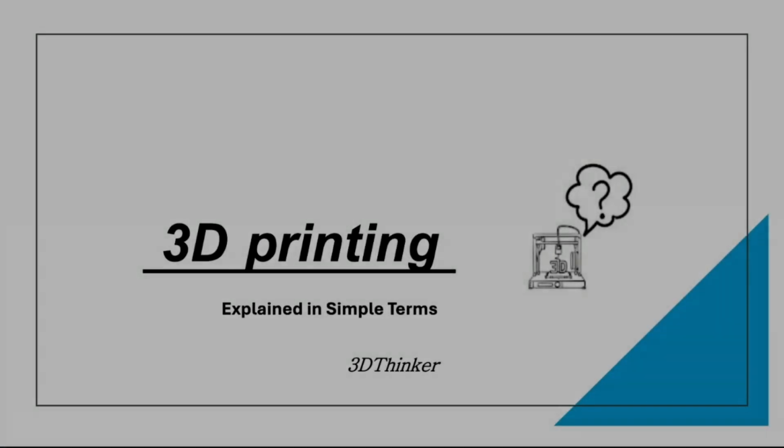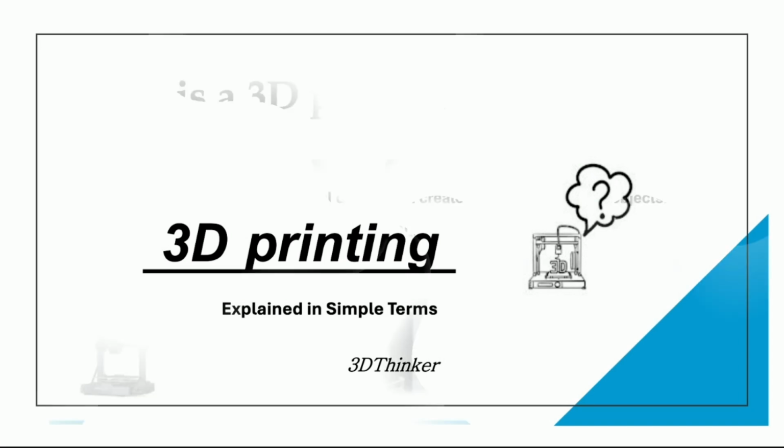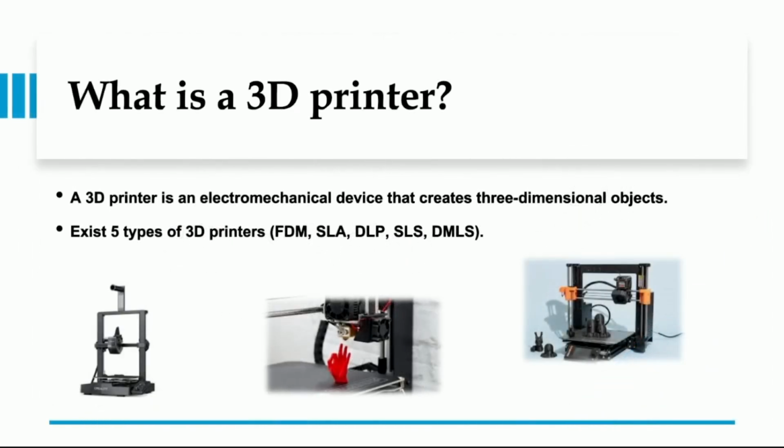Everyone. Today we are going super simple and breaking down the basics of 3D printing. First question you want to ask yourself is, what is a 3D printer? Well, it is an electromechanical device. Why electromechanical? Well, electro because it uses electricity, and mechanical because it uses gears, motors, belts and so on, that creates three-dimensional objects.